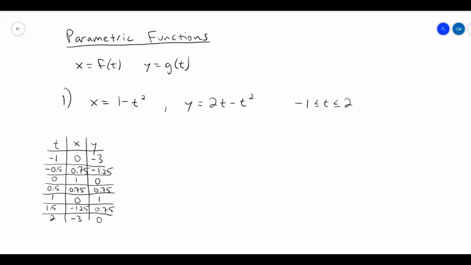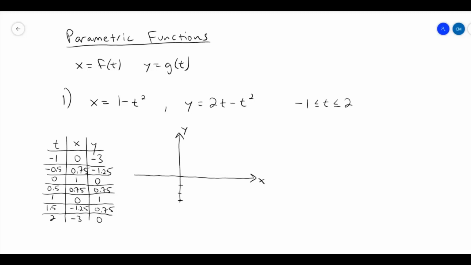So now what we have is a bunch of points. And so we can plot these points now. Now t is actually not going to show up on the graph. We're only graphing x and y here. Although t sort of is there in the background. We'll see how in just a second. So when t is -1, the starting t value, we have a point, 0, -3, right? So 0, -3, right there.